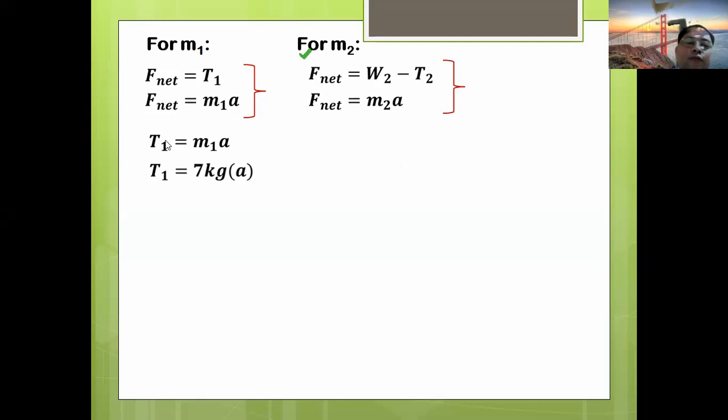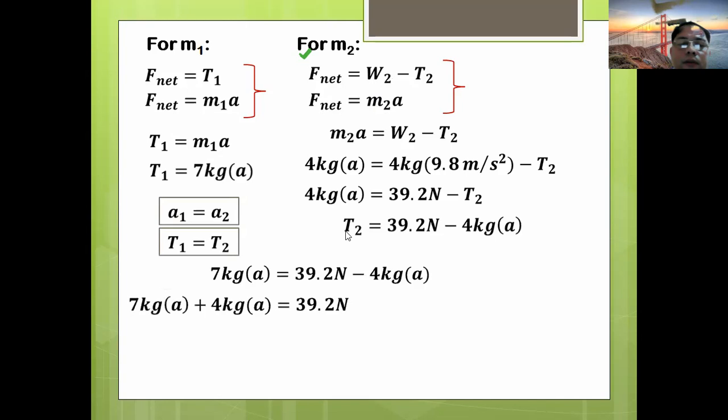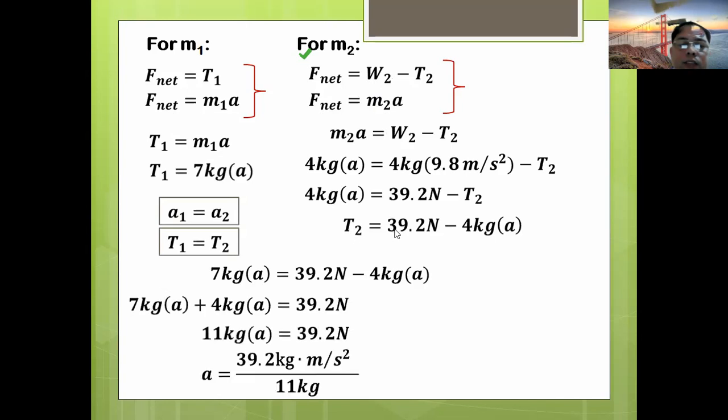Okay, then therefore, when we solve for the net force, since that's equal to T1, that's equal to mass 1 times A for our first object. But for our second object, M2, our net force, which is W2 minus T2, is equal to M2A. And substituting our value, this is what we got. Okay, so therefore our answer here is equal to 3.56 meters per second squared.